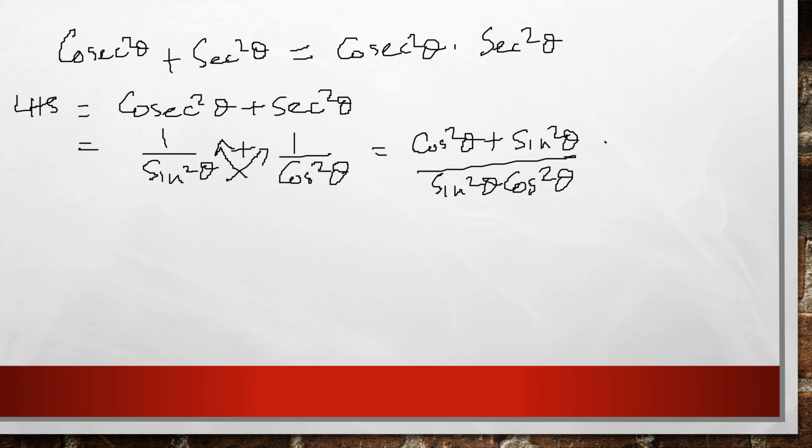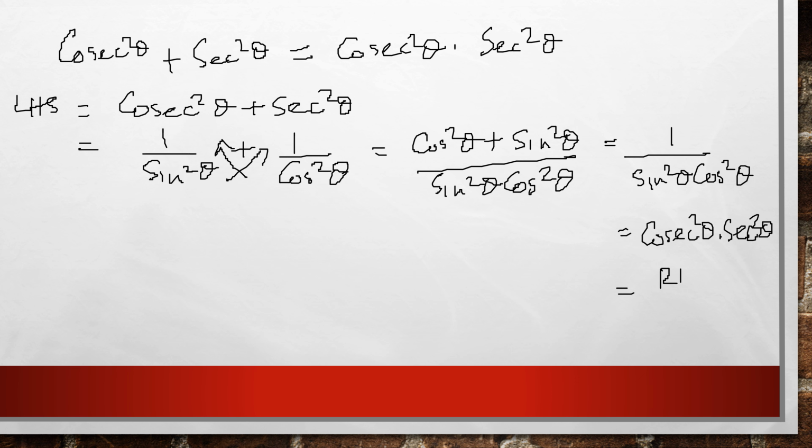Now in the numerator we can make use of the identity. Since sine square theta plus cos square theta is 1, we can replace cos square plus sine square by 1. And in the denominator we have sine square theta and cos square theta. So what is 1 by sine square? It is cosec square theta, and 1 by cos square is sec square theta, and that is our RHS. So we have LHS equal to RHS, hence proved.